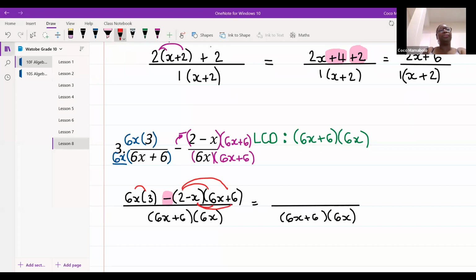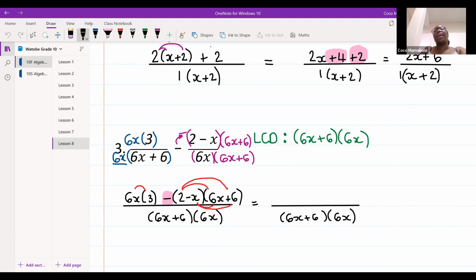Yes, Mateo. Hi, ma'am. Hello, my sweetie. How can I help? Ma'am, that negative is only for the 2 minus x, right? No, it's for the whole thing. What you need to do, Mateo, is do this FOIL method here in the middle first. And once you've got an answer for that, then multiply the negative in. Okay, take it one step at a time.